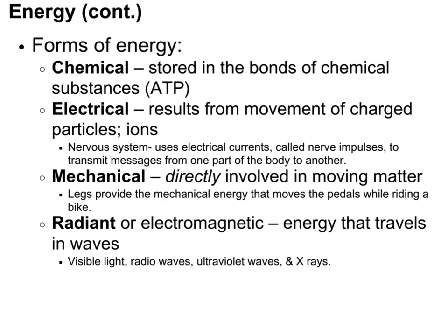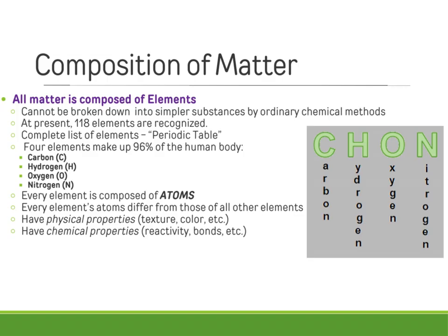Electrical energy is the movement of electrons, particles, generally between ions. And when we talk about ions and forming ions, we're looking at the transfer of electrons. So electrical energy, it makes sense that it's called electrical when it's the movement of electrons. Mechanical energy involves directly moving matter, such as, again, pushing pedals on a bike to move it. And radiant or electromagnetic energy is energy that travels in waves. So radio waves, X-rays, ultraviolet waves, visible light, all of those are examples of radiant or electromagnetic energy.